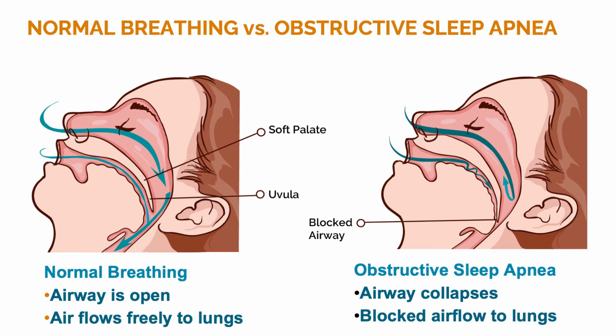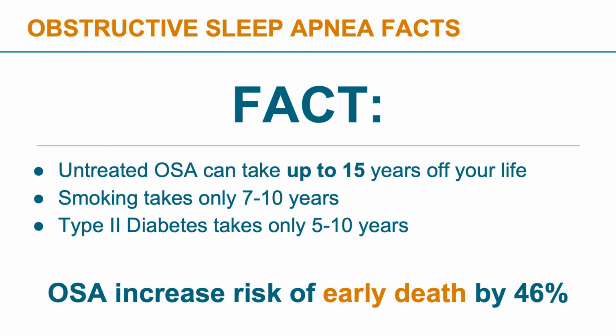Let's look at some facts about obstructive sleep apnea and how serious of a medical disorder this can be. There are a lot of different health issues that can shorten your life and even cause earlier death. If you're diagnosed with obstructive sleep apnea, it can take 12 to 15 years off your life. It can also increase your risk of early death by 46%. These are some serious numbers to consider when it comes to the quality of your life and the length of your life.